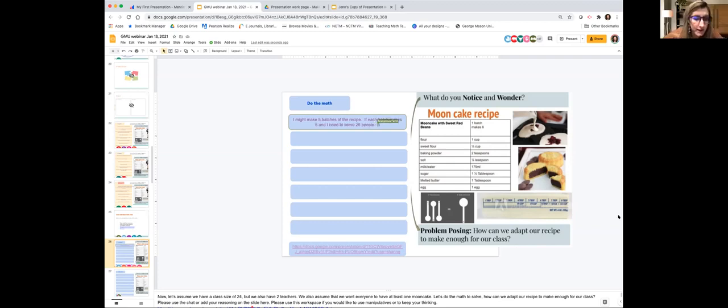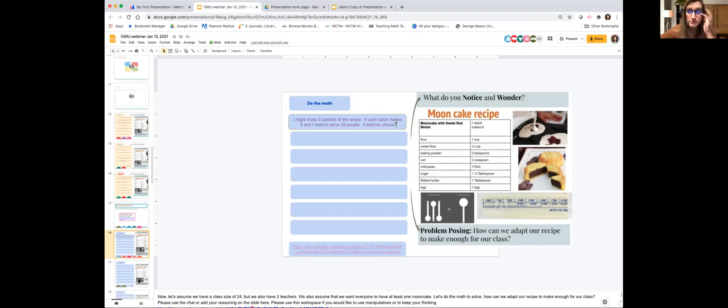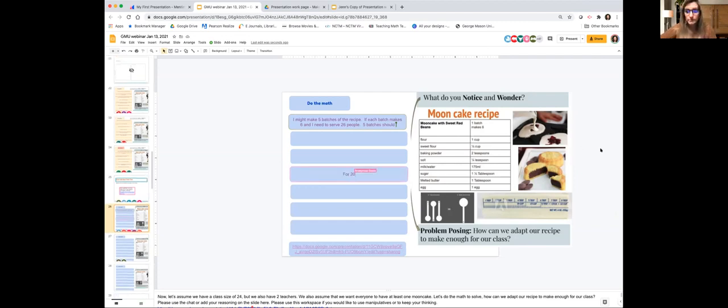Also, someone already has started this, but if you feel comfortable sharing your strategy, you could share on slides 26, 27, or 28 for your solution. And if you also would add your assumption of how many people you're feeding, because that may be different for individuals.